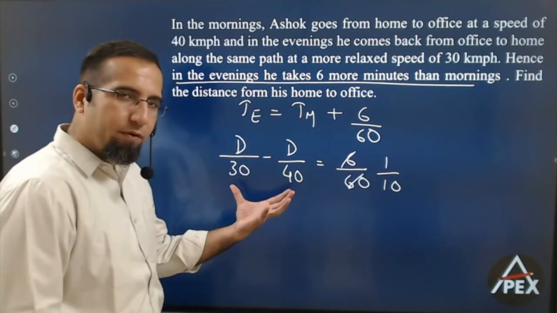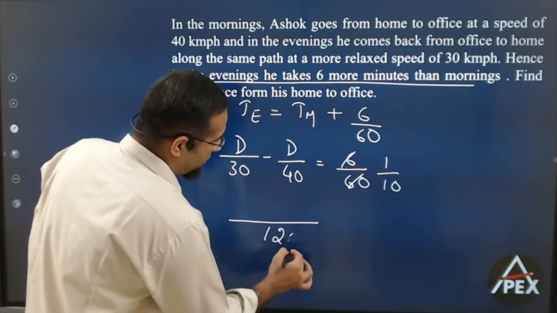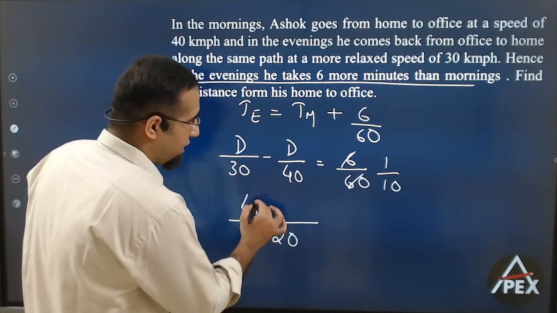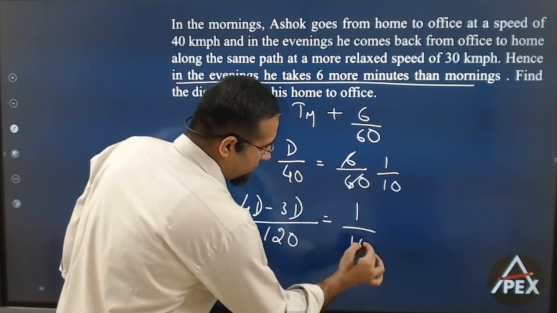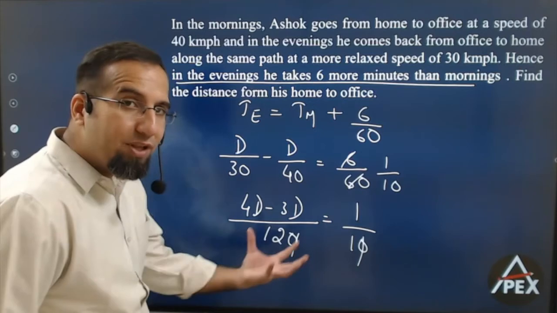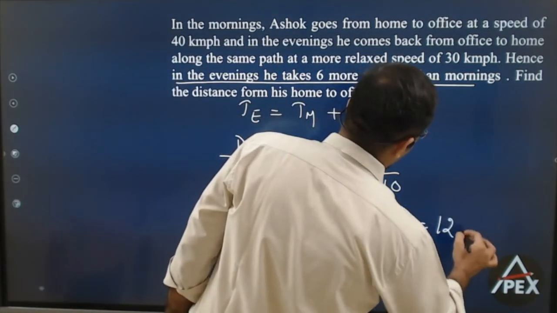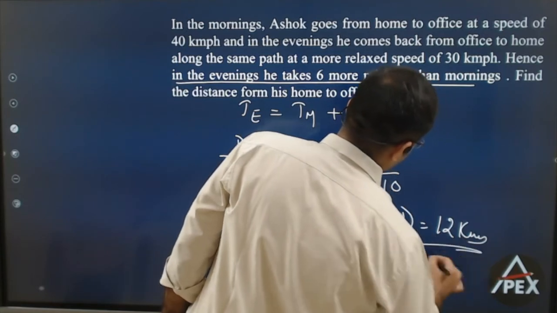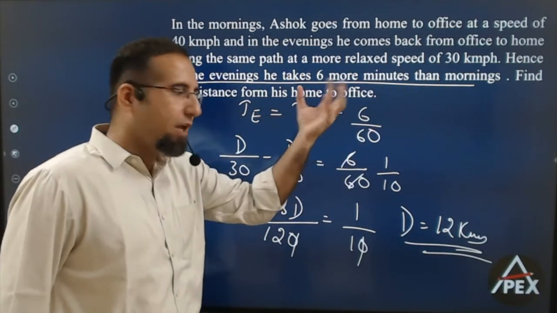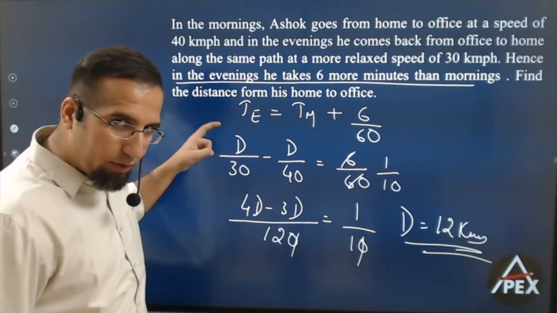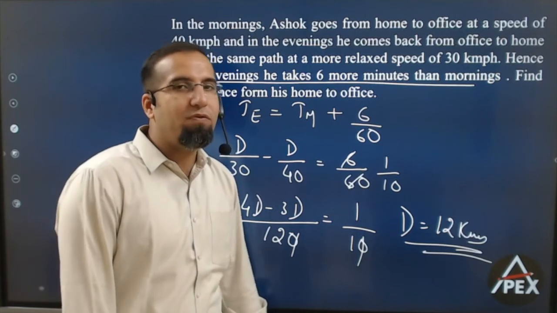Now for 30 and 40, what is the LCM? The LCM is 120. So this becomes 4d minus 3d over 120 is equal to 1 by 10. The 0 and 0 get cancelled. So in this method, the advantage is we directly get the value of d is equal to 12 kilometers. By dividing by 60, we are keeping the uniformity the same. Distance is in kilometers, speed is in kilometers per hour, so time also has to be in hours.